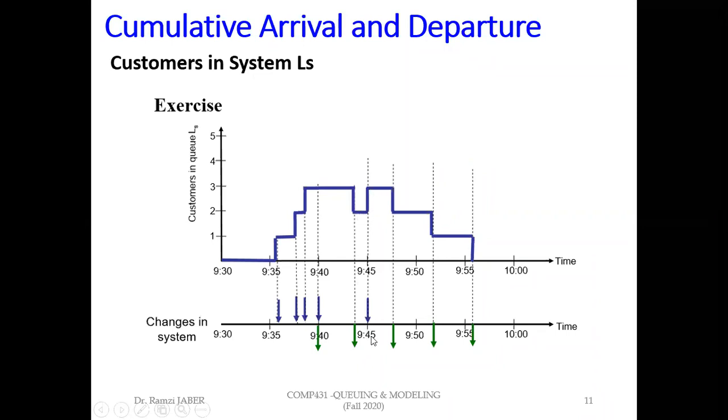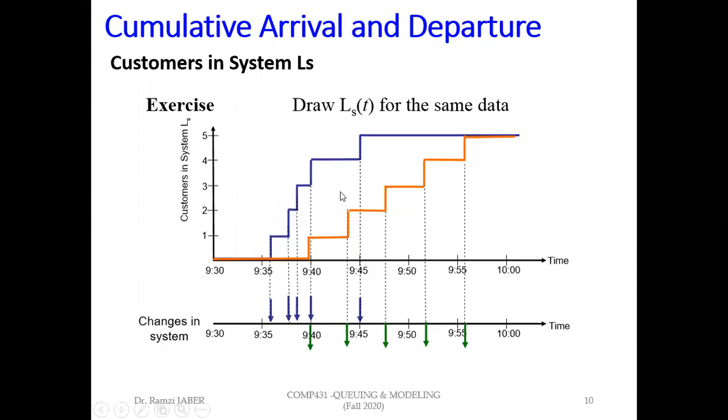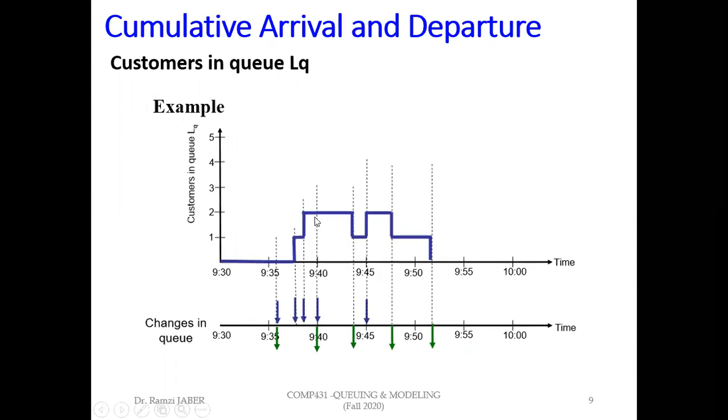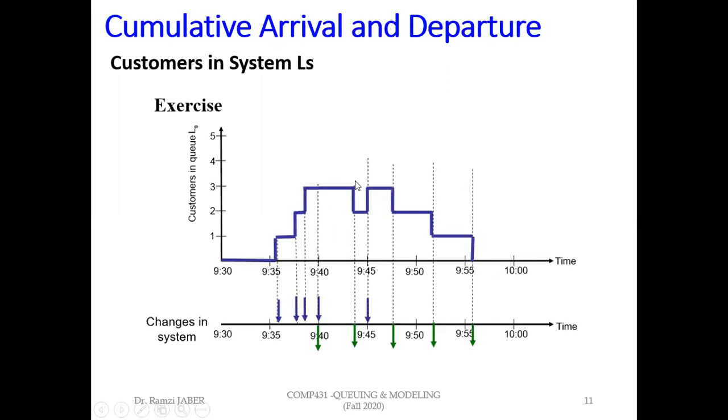Then at 45, customer 5 arrived, returning to 3 customers here. So we have 3 customers in the whole system, not in the queue, in the system: queue plus service side. Then at this time they will exit. As you can see, the maximum customers inside the system will be 3 here. Before, in the queue, it was 2. So always we have 2 in the queue, and another one in the service side, so it becomes 3 here, okay? You got it? Yes. Good, let's continue.